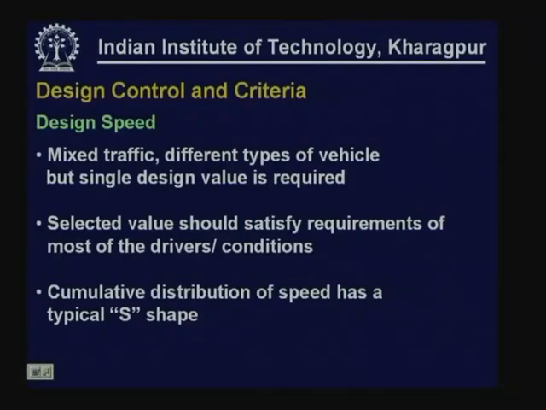Design control and criteria for geometric design. The very first item is design speed. Now, in most of the developing countries, the traffic system is heterogeneous in nature. We have cars, we have buses, we have commercial vehicles, and they all share the same road space.